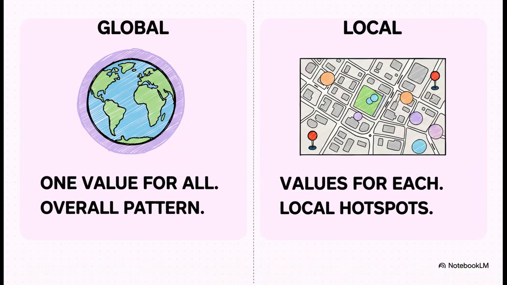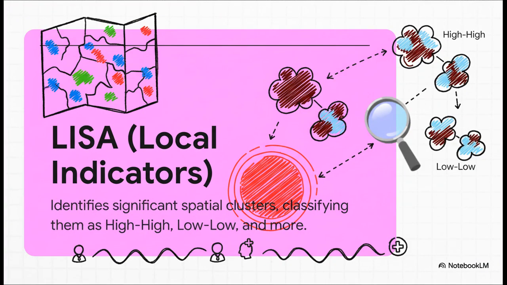Global statistics, they give us that one value for the whole map, and they answer the question, is there clustering? But local statistics, they give us a value for every single location, and they answer the really important question, where is the clustering? It's the difference between surveying the crime scene from the doorway and getting in there to dust for prints. One of the most powerful tools for this job is called LISA.